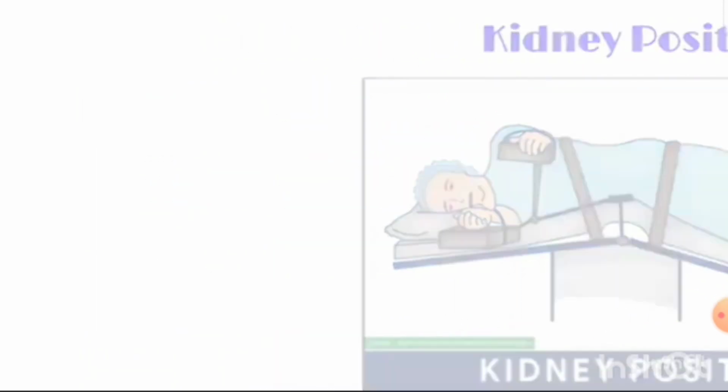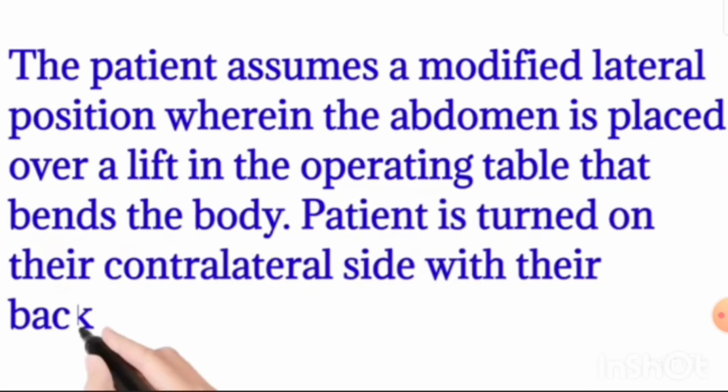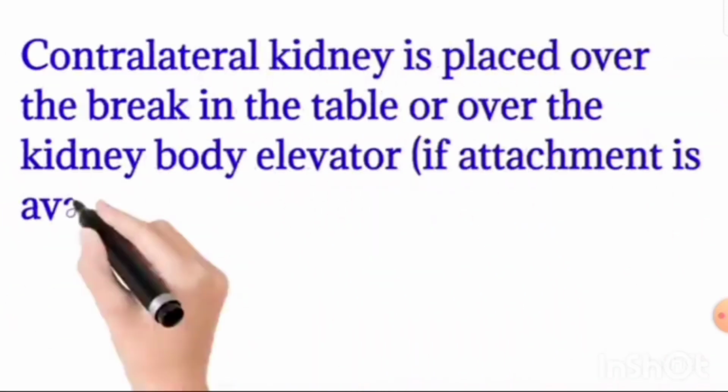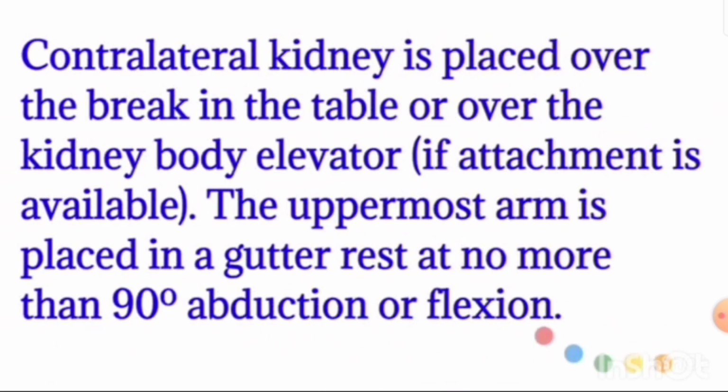The kidney position. The patient assumes a modified lateral position wherein the abdomen is placed over a lift in the operating table that bends the body. The patient is turned on their contralateral side with their back placed on the edge of the table. The contralateral kidney is placed over the break in the table or over the kidney body elevator if available. Then the uppermost arm is placed in an arm rest at no more than 90 degrees abduction or flexion.